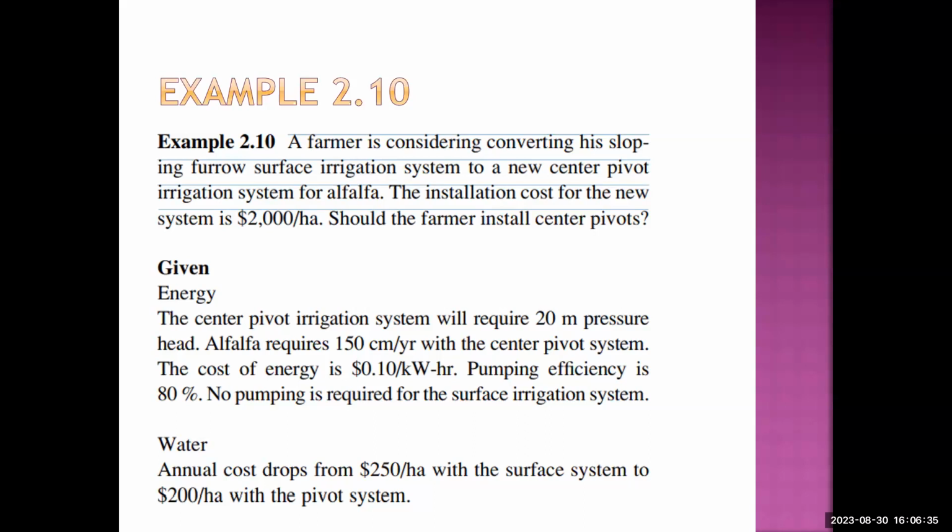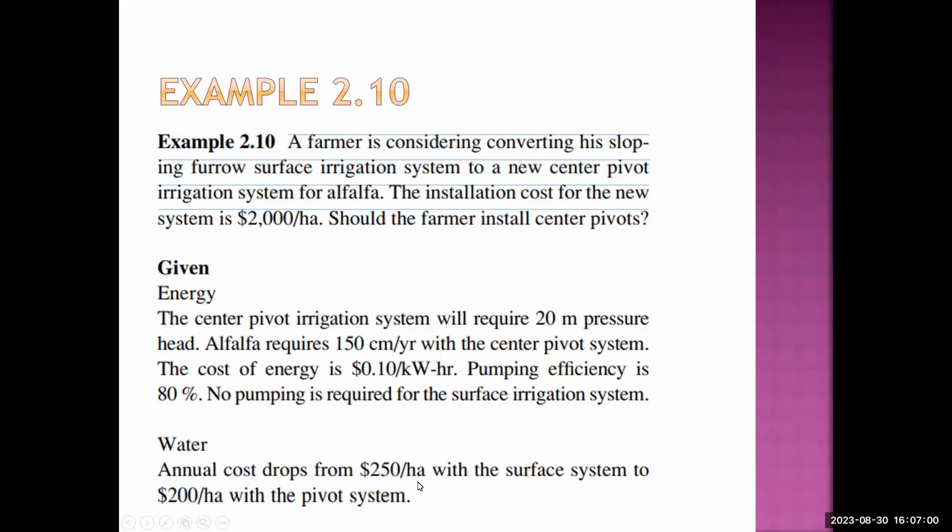The cost of energy is 10 cents per kilowatt hour. Pumping efficiency is 80%. And no pumping is required for the surface irrigation system, which is typical because in most areas, the canals are higher than the land. So they'll take the water off of a river upstream and they'll keep the canal elevation, they'll try to hug the higher elevation so that the farmers can take the water by gravity from the canal system.